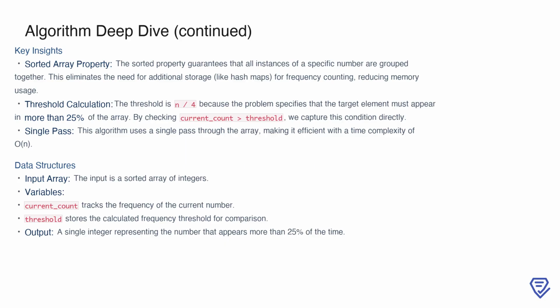The threshold is calculated as n/4, which directly corresponds to the problem's requirement that the target element appears more than 25% of the time. By checking if current_count exceeds this threshold during traversal, we can determine the result in real time. Another advantage is that the algorithm only requires a single pass through the array, resulting in a time complexity of O(n). With no additional data structures required beyond a few variables, its space complexity is O(1). This combination of efficiency and simplicity makes the approach well suited for this problem.